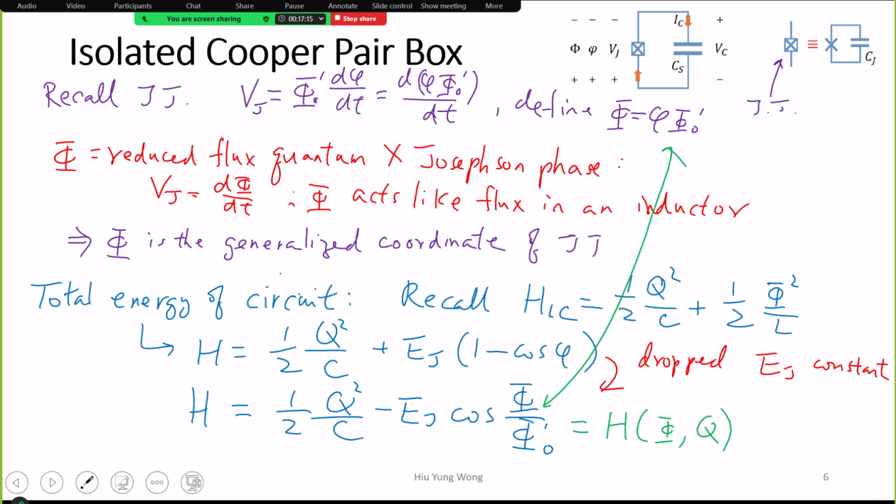Now, I understand this is quite a lot, but the point is I want to help you understand some of the transition. After all, if you accept this equation, then that's it, right? So you agree the Josephson junction energy is negative EJ cosine phi over phi not dash. And this is just 1 over Q squared. With this, what can we do?